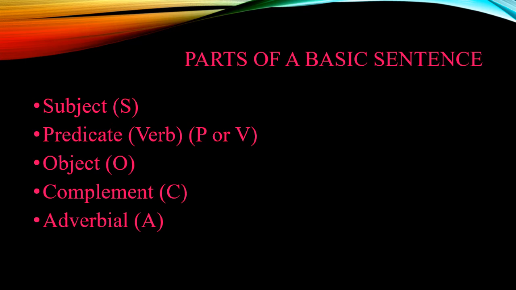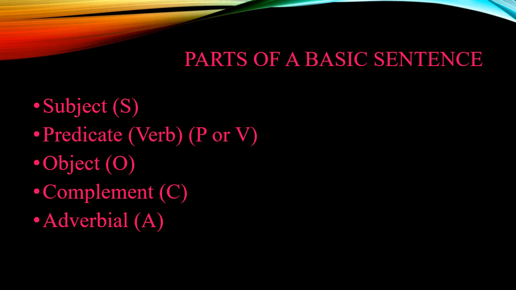Then we come to complement. Now, a complement may be an adjective or adjective phrase. An adjective or an adjective phrase becomes the complement in a basic sentence. Now this is expressed by the letter C. When the complement, or that adjective, is for the subject, then it becomes the subject complement and it is expressed through SC. And when the complement is for the object, when it follows the object, then it is expressed as OC.